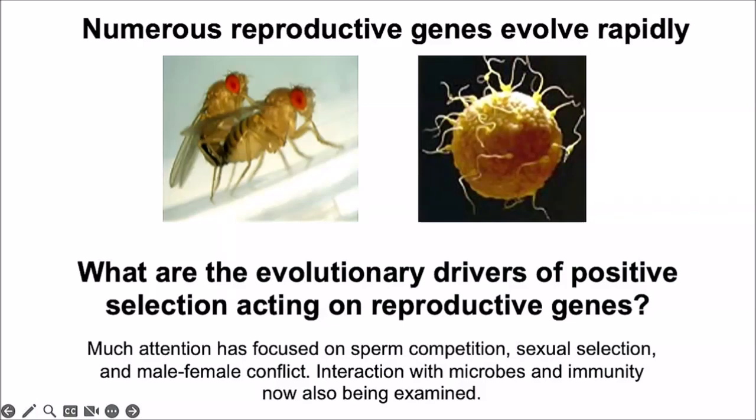I've always been intrigued by the possibility that it's really the interaction with microbes and immunity that also plays a role in driving the receptor sequence evolution on the female side that causes the male to have to catch up, so to say. So there's lots of different opportunities there.